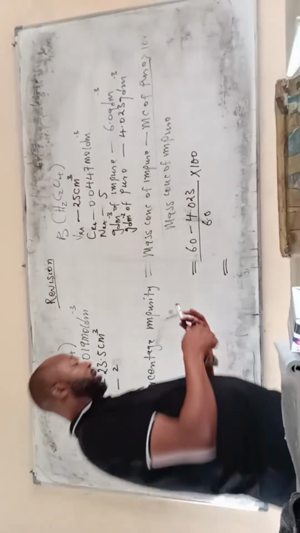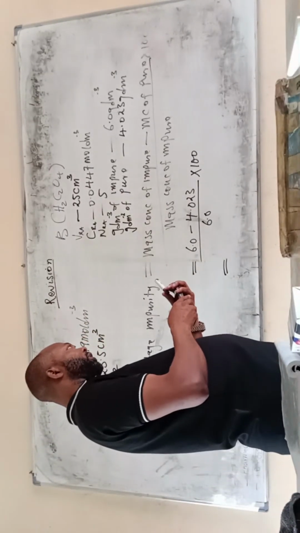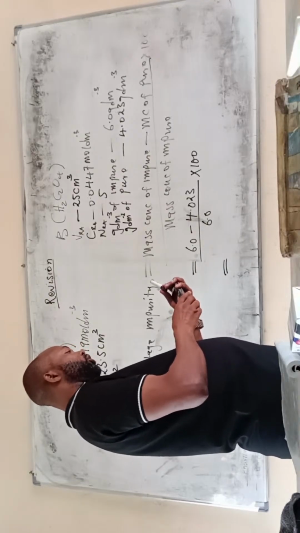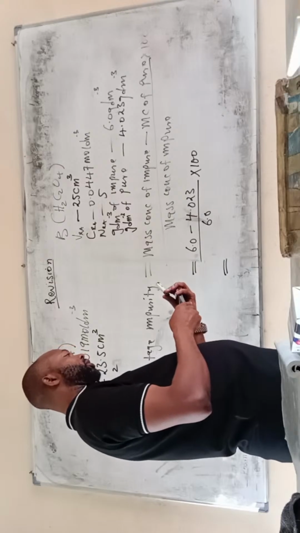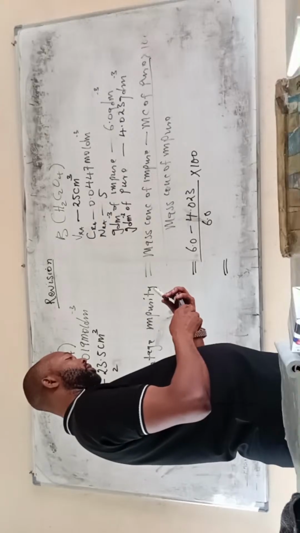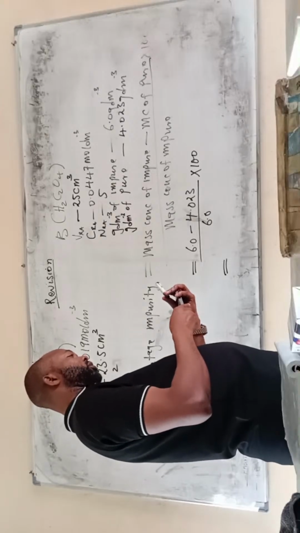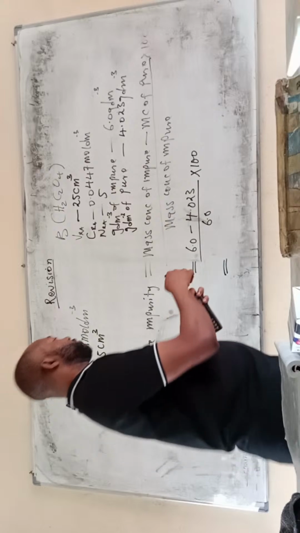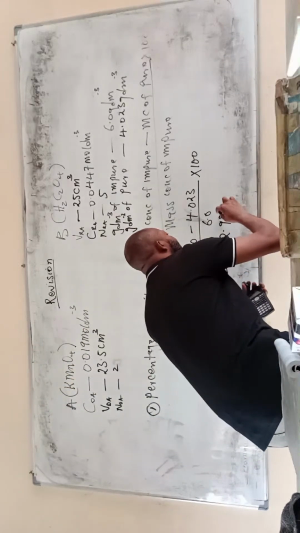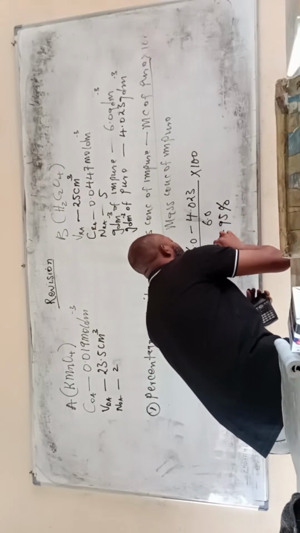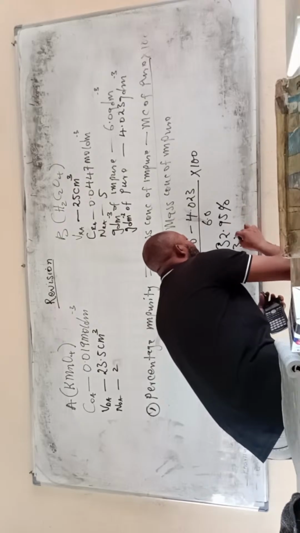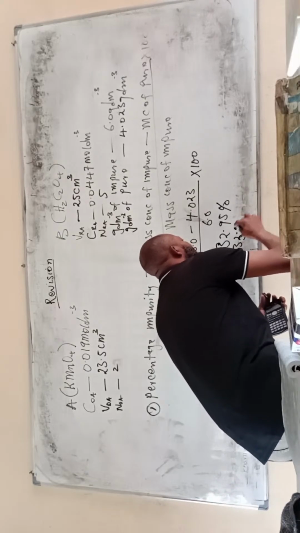So we check it out now. 6 minus 4.023 divided by 6 times 100, 32.95. So this is 32.95%, approximately 33%.